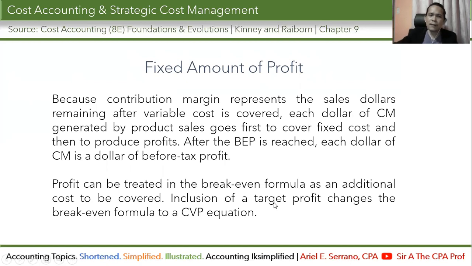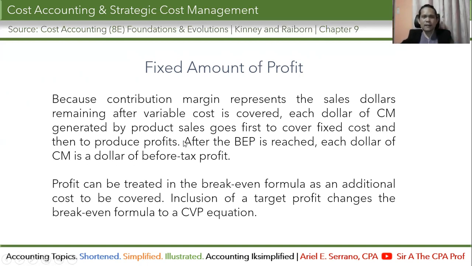Okay, so let's talk about yung target profit in terms of the fixed amount, no? Fixed amount of profit. Why target profit? Because we are targeting a specific profit here. Now, let me just read this to you para mas maipaliwanag kong mabuti. And you can also follow me, no? Because contribution margin represents the sales dollars. Again, this is our reference is a foreign author. So dollar ang kanilang denomination, remaining after variable cost is covered. Each dollar of CM generated by product sales goes first to cover fixed cost and then to produce profit.